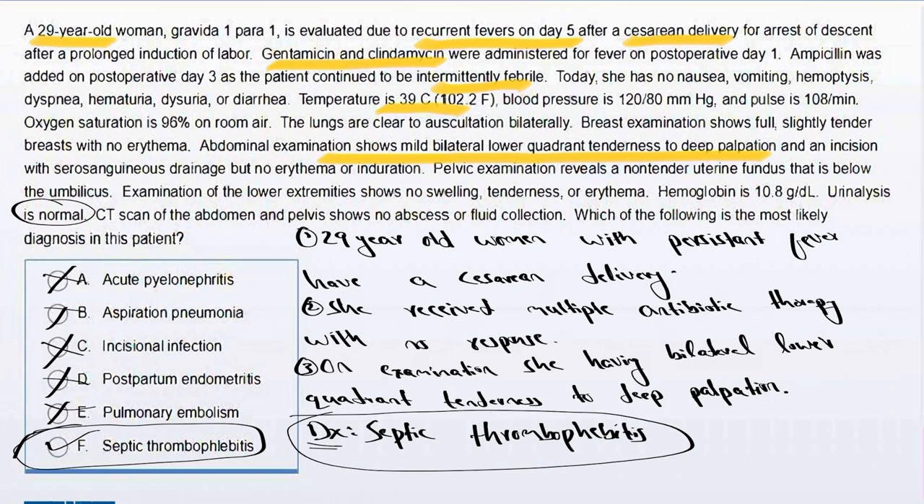So the treatment choice for septic thrombophlebitis is anticoagulation and broad-spectrum antibiotics.